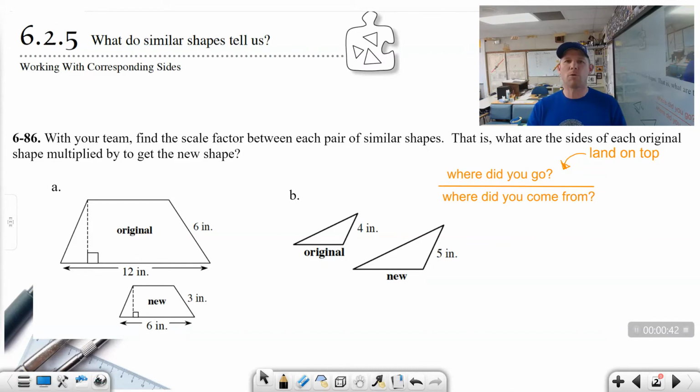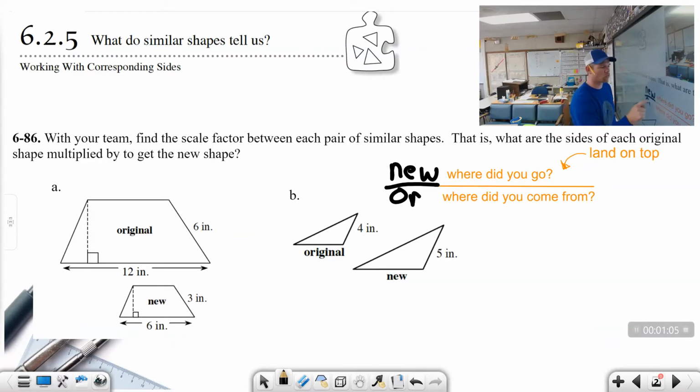This is all about direction today. You have to pay attention to the direction in which you are going. I want you to notice we are focusing on this right here. Where did you go? Where did you come from? If we're using the book's vernacular, this is the new over the original. Where did you go? Where did you come from? You're always landing on top. So I want you to notice original to new.